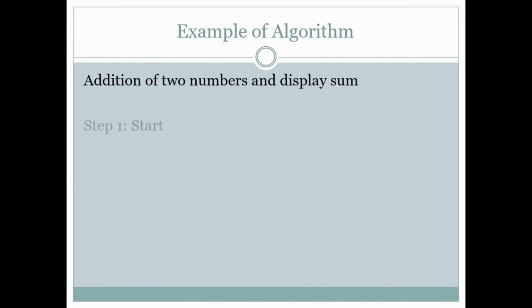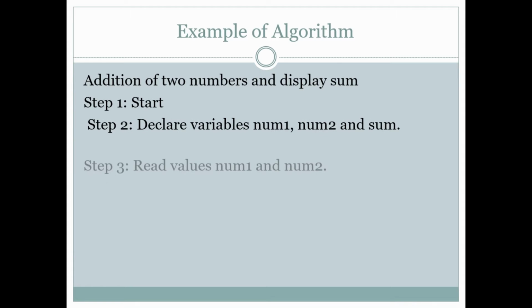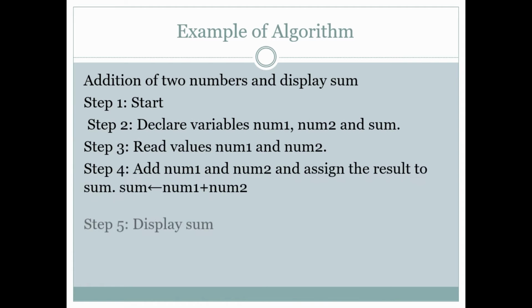For example, I am going to explain the algorithm of two numbers displaying the sum. In step 1 we start. In step 2 we declare the variables num1, num2, and the variable sum. In num1 the user will input some number, and in num2 the user will input another number, and by adding num1 and num2, the result will be stored in sum.